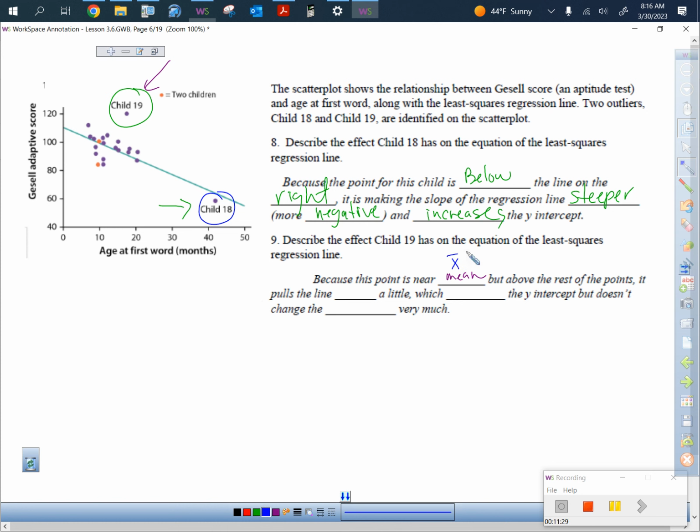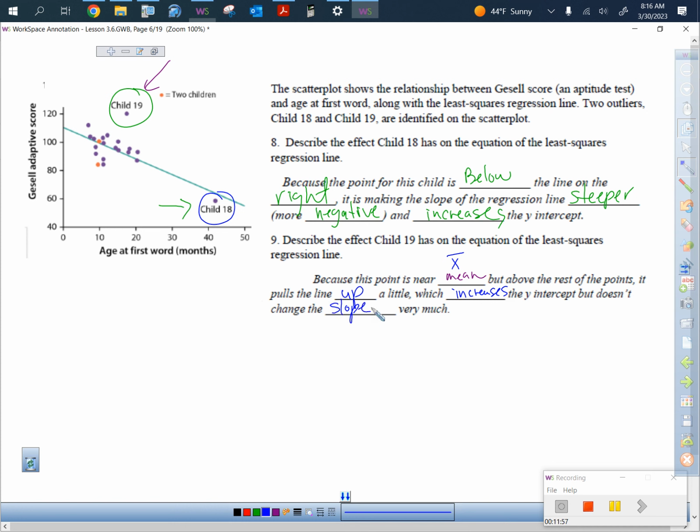If we remember back from a few weeks ago, remember that x bar? x bar is the mean, so I'm going to just write that down. But above the rest of the points, it pulls the line up a little, which increases the y-intercept, but doesn't change the blank very much. What do you think should go in the blank? It increased the y-intercept, but it didn't change the blank, the slope.